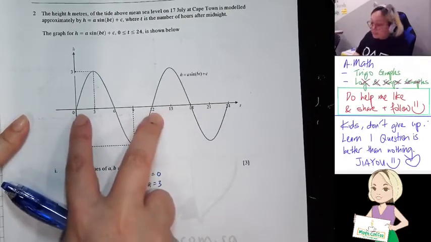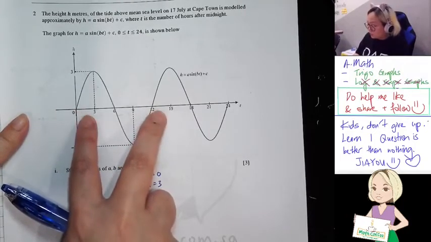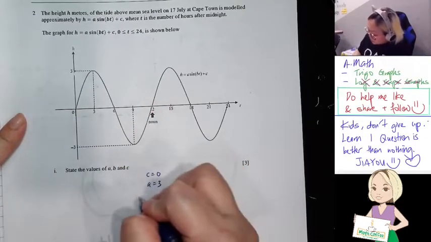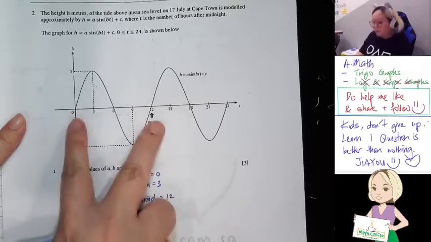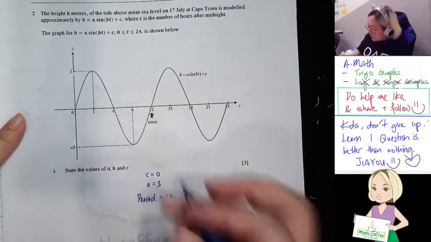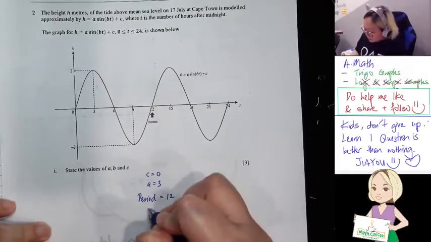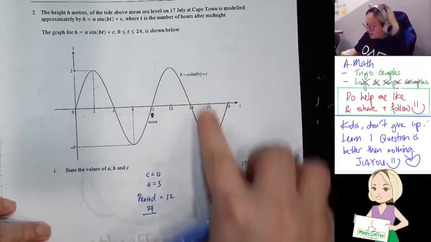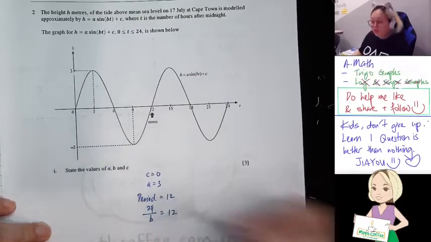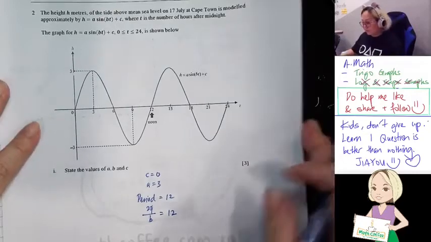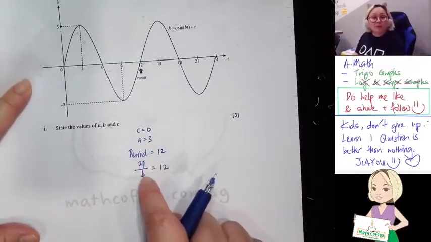Okay, so one cycle you can see that it is 12. So let's take a look. My period, I know it is 12 because one cycle is 12. And how do we do our formula to find the period? Work backwards. 2 pi divided by B. Agree? So it means 2 pi divided by B will actually give me 12.